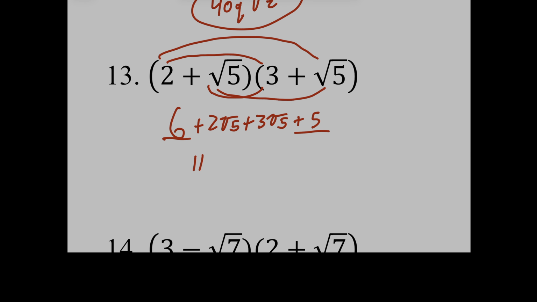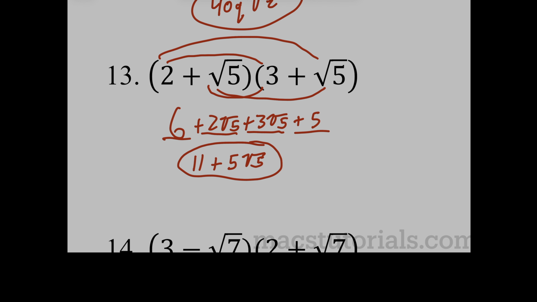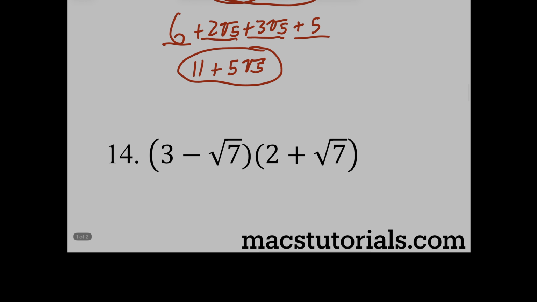6 plus 5 is 11, plus 2 root 5 and 3 root 5 are like terms. That's like saying 2x plus 3x. What's 2x plus 3x? That would be 5x, but instead of x, it's 5 root 5. That's how you have to think about it. Okay, if that said 2 root 5 plus 3 root 3, that would be like it's saying 2x plus 3y, which you can't combine, okay?